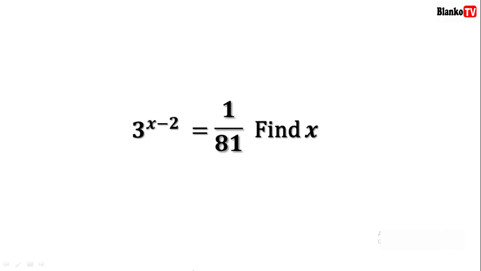So we are to find x, that is 3 raised to the power x minus 2 equals 1 over 81. 3 raised to the power x minus 2 equals 1 over 81, and we are to find x. Please, this falls under exponential equation.